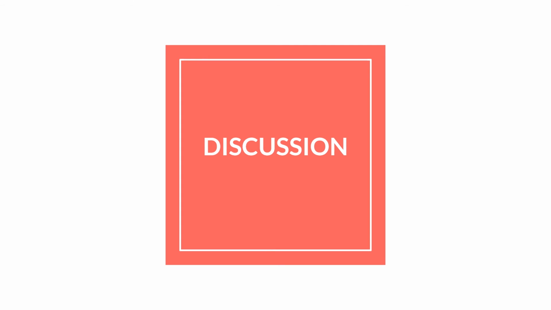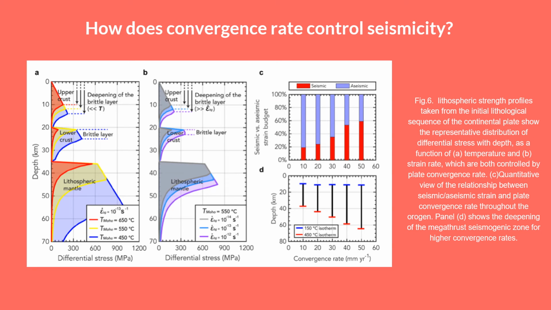In the discussion section, we will first discuss the physical mechanisms responsible for the control of plate convergence, and subsequently we will make a comparison between the Alps, Zagros and Himalayas and the numerical experiments. This picture basically shows a 1D lithospheric strength profile taken from the initial lithological sequence. Now, the A and B pictures basically show the distribution of differential stress with depth, first with respect to temperature for A, and second with respect to strain rate for B. These pictures show that the temperature field and the strain rate distribution are mainly controlled by the plate convergence.